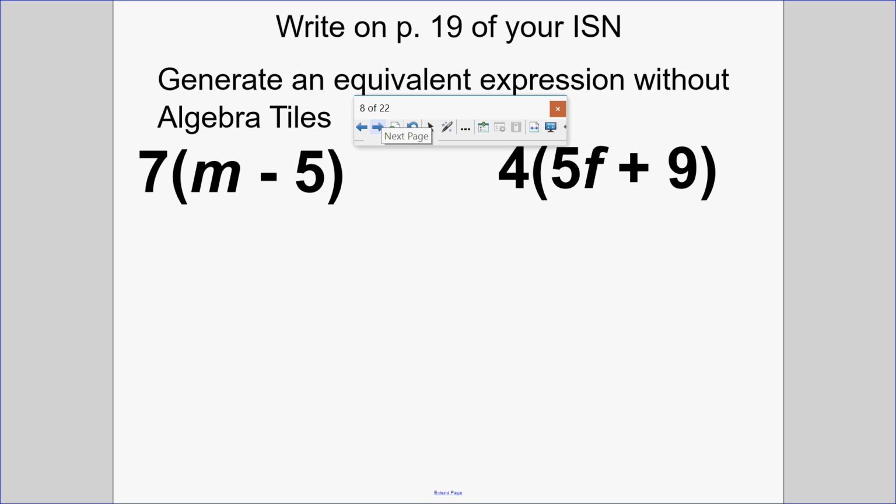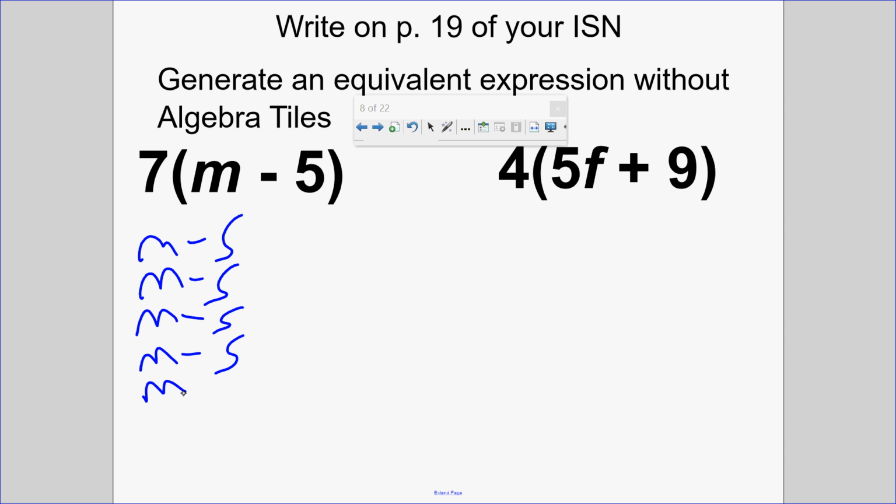So now, can you try to do this without algebra tiles? So let's try this one. 7 groups of m minus 5. We have m minus 5, m minus 5, m minus 5, m minus 5, m minus 5, m minus 5, m minus 5. That's 7 quantities.